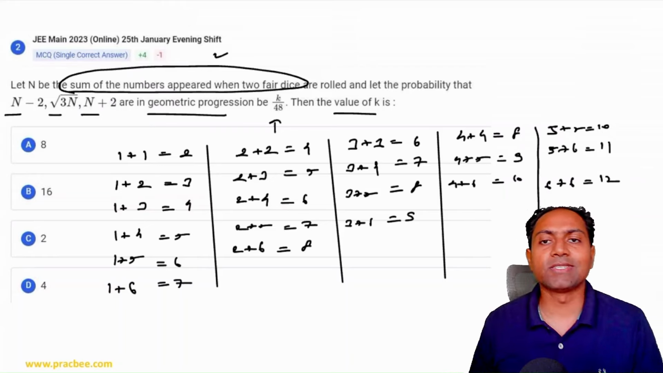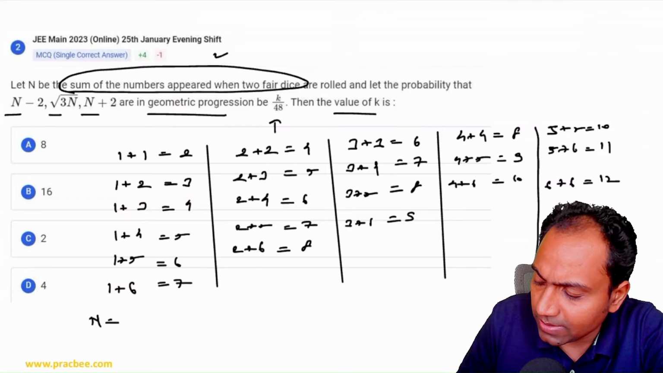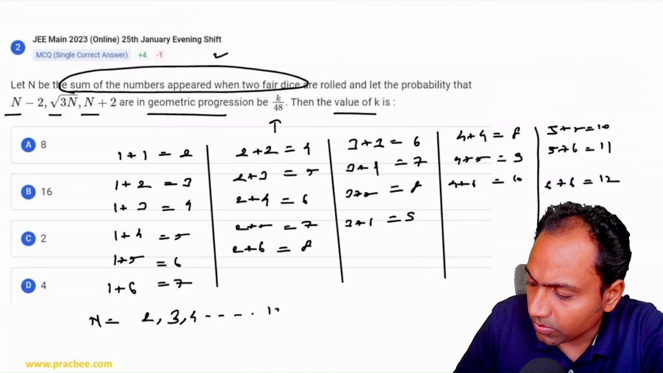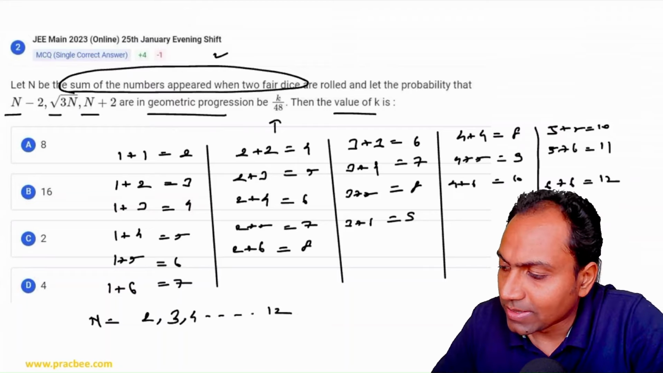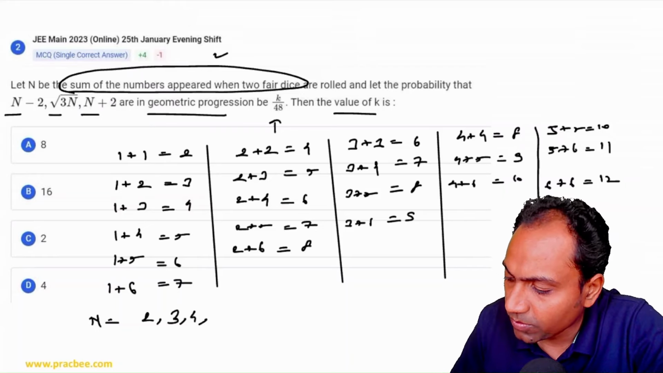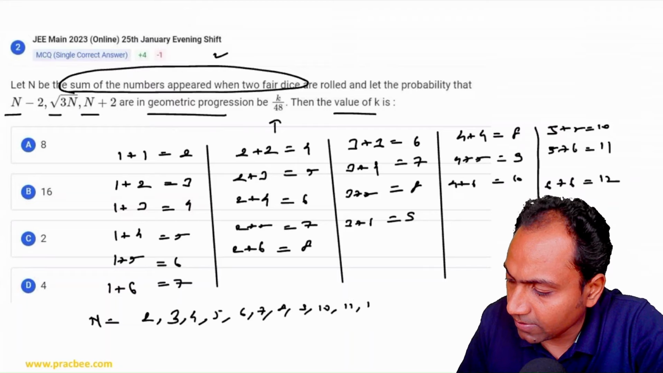So we can see from our observation that the possible values of n can be 2, 3, 4 up till 12. So let us write these values and check which of these satisfy the relation that is given to me: 5, 6, 7, 8, 9, 10, 11, 12.